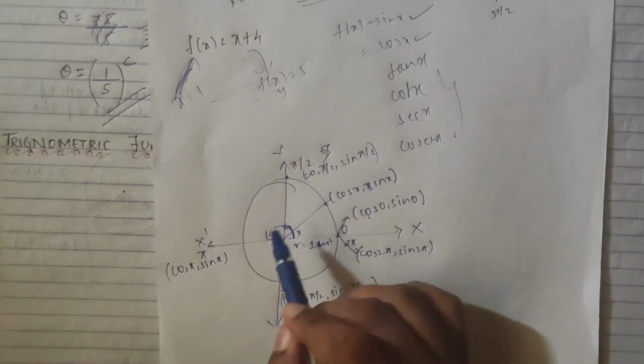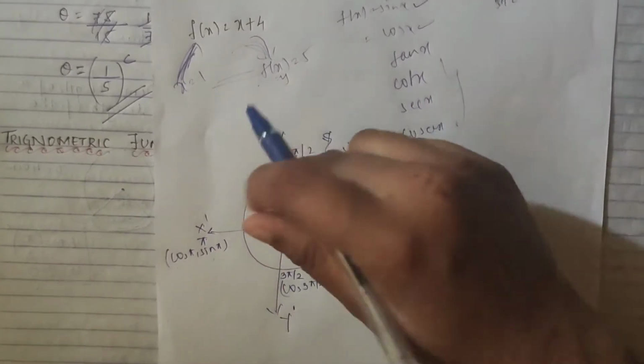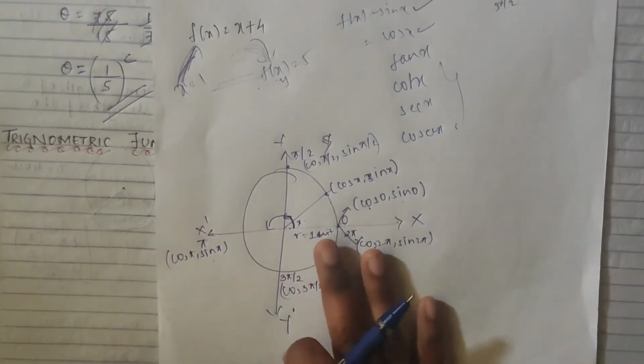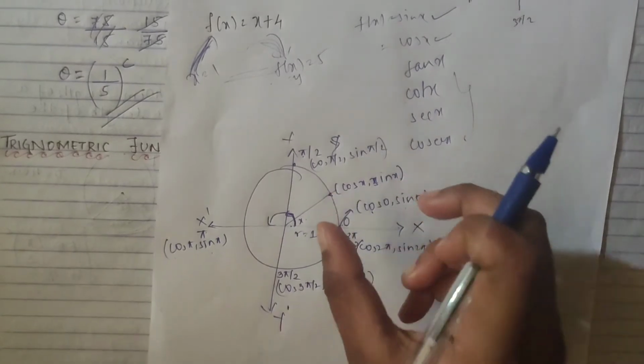Now considering the same circle, it is a unit circle, right? Because its radius is 1 unit only, everything we are considering as 1 unit. So what we have done is we have taken any point as cos x, sin x, and it will be angles.